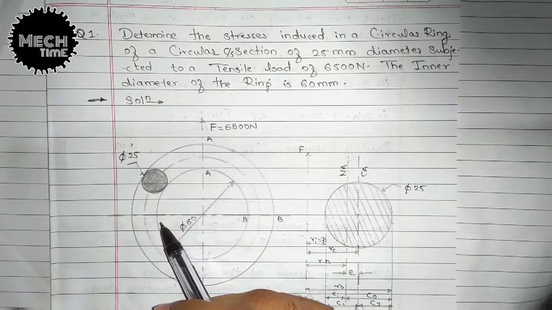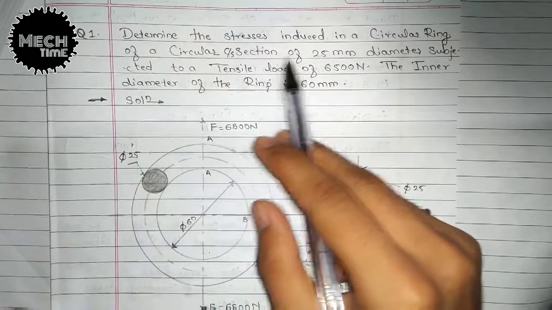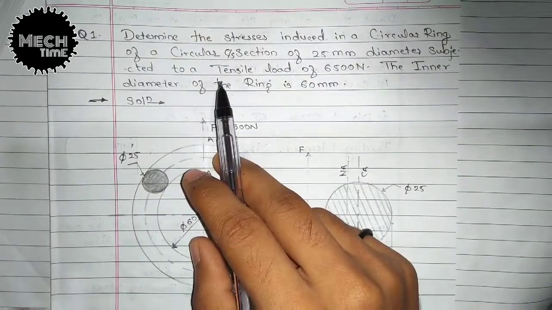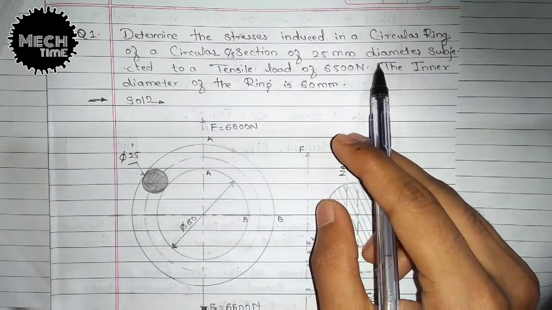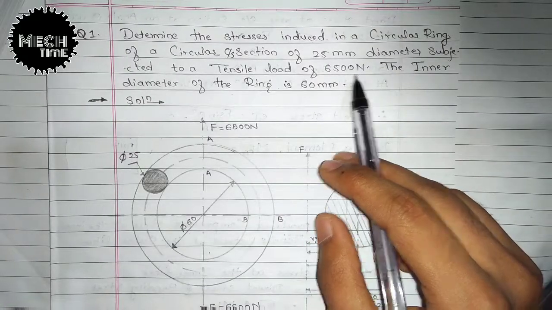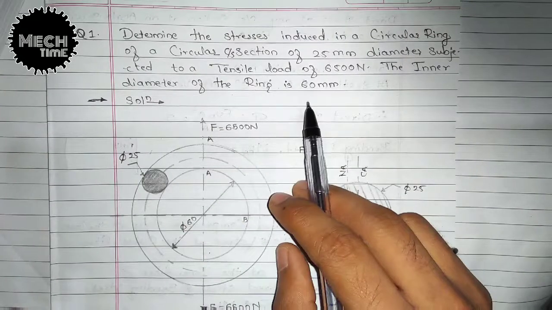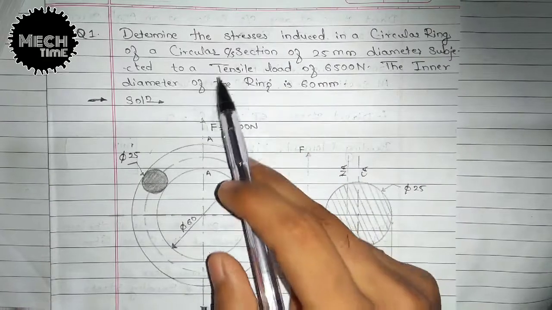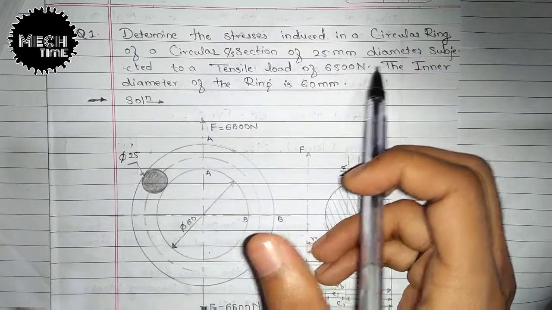As you can see, the first problem on a closed ring is: determine the stresses induced in a closed ring, a circular ring of circular cross section of 25 mm diameter, subjected to a tensile load of 6500 Newton. The inner diameter of the ring is 60 mm. As they have told, this is the circular ring which has a circular cross section. How much is it? That is 25 mm diameter.